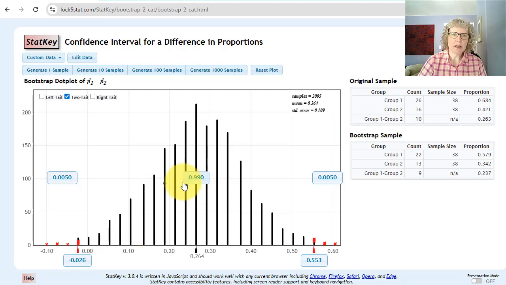Okay, so we've got 99. This time it's going from negative 0.026 to positive 0.553. Remember, it makes sense. Higher confidence means we need a wider interval because we're now capturing the middle 99% of those same simulations versus the middle 95%. Okay, so what do you notice about this?